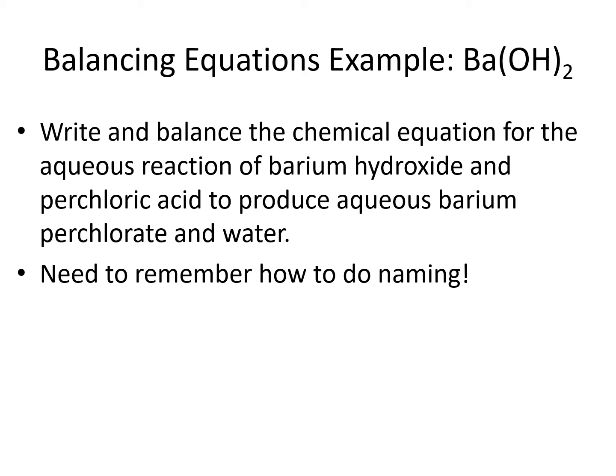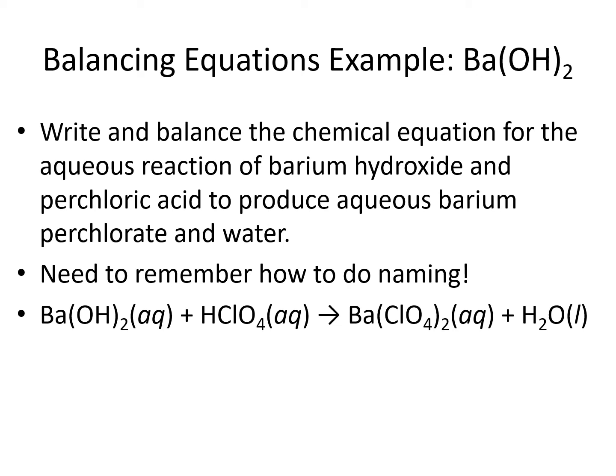Let's look at another example. We're trying to write the balanced chemical equation for the reaction of aqueous barium hydroxide and aqueous perchloric acid to make aqueous barium perchlorate and water. We're told in words what the reaction is, but we don't have it in symbols. You have to go back to chapter 4 and look at nomenclature again if you don't know how to write the chemical formulas from the names.